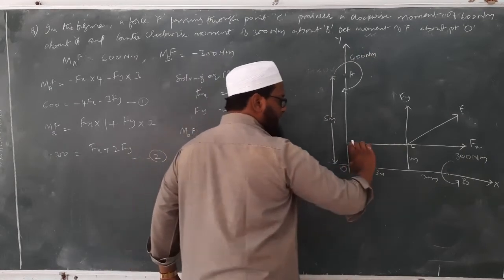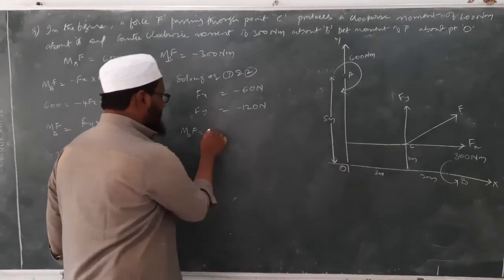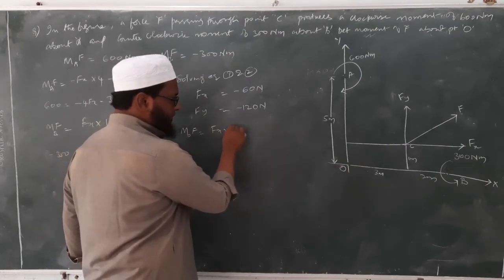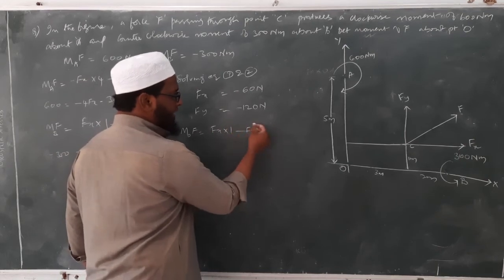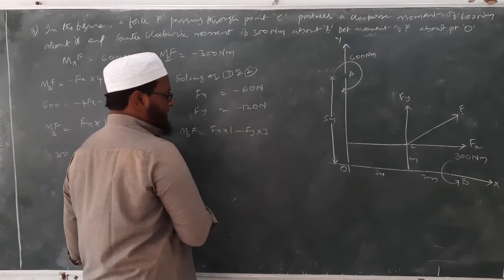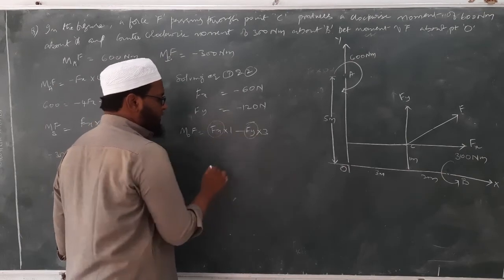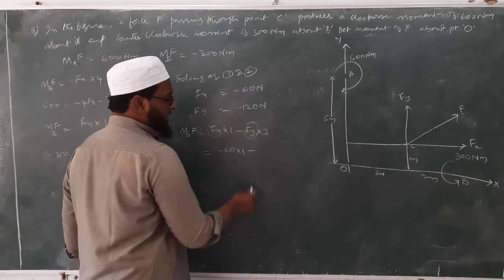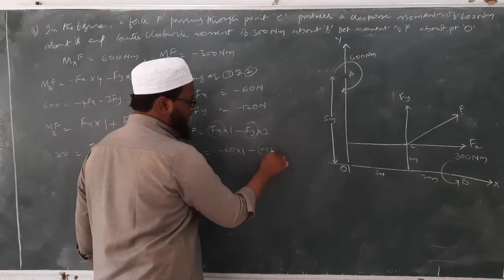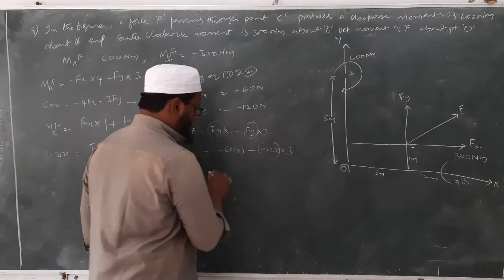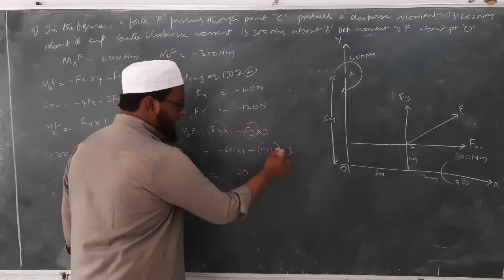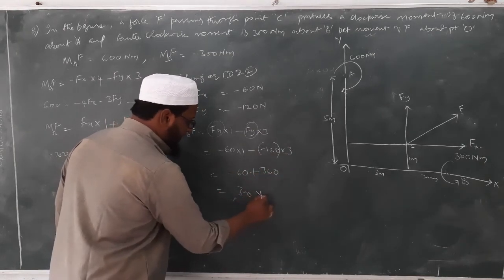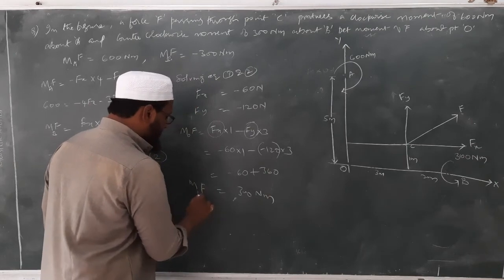So what we'll do now? See here, Fx is going in clockwise direction, so Fx into 1, then minus Fy into 3, isn't it? Fx value is minus 60 into 1, minus, this is going in anti-clockwise direction, so minus 120 into 3. So minus 60, 120 3s are 360, minus into minus plus 360. So 300 Newton meter is the moment of F about point O.